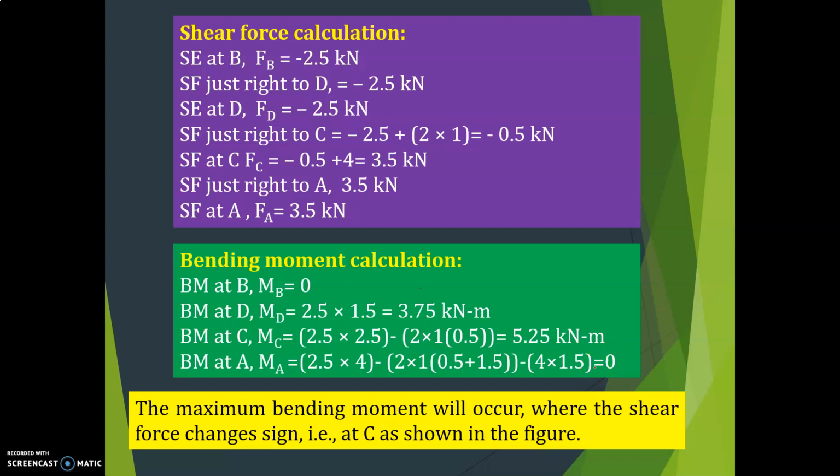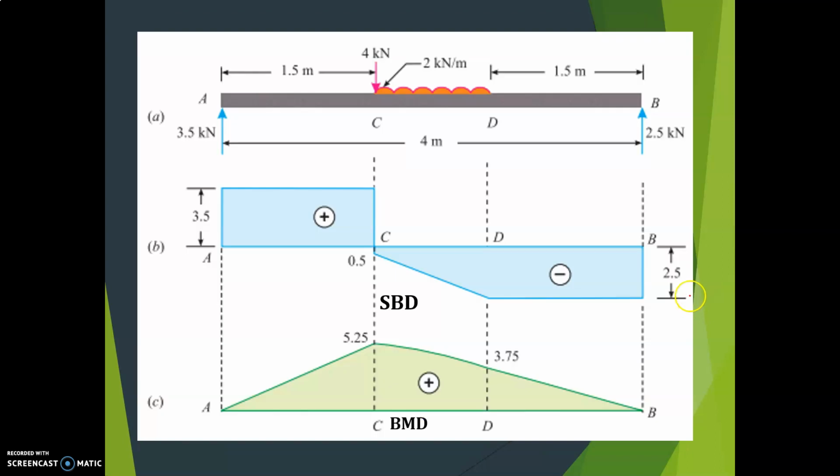Okay. Next, what you have to see, always maximum bending moment will occur where the shear force changes its sign. We'll see here where it changes. Now we'll draw the diagram. Shear force at B is equal to minus 2.5 kilonewton. Below the line is minus, above the line is plus. So draw at B, it is minus 2.5. Next, at D also, it is minus 2.5 only.